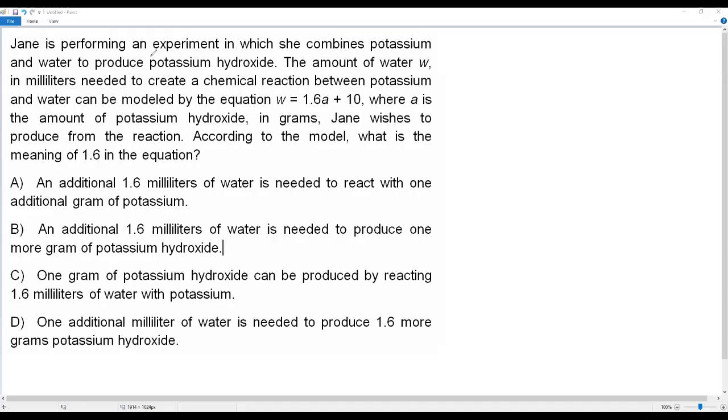Okay, so the aim of this experiment is to produce potassium hydroxide by combining water and potassium. Now we have to find the meaning of this value 1.6 in the given equation. Okay, now let's go through the answer choices.